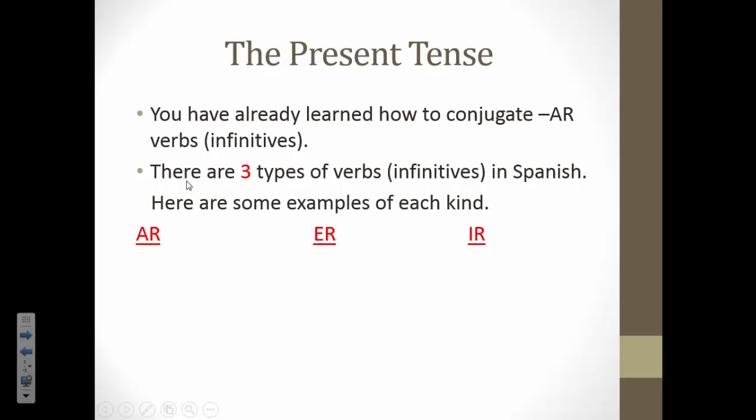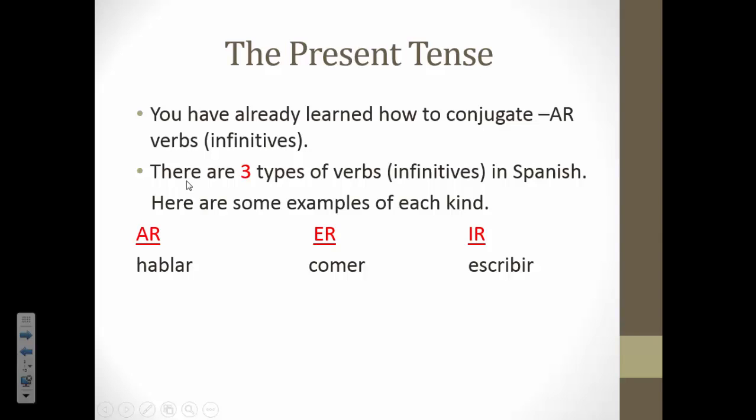So, make sure that you fill out part A of your note guide, where it asks you what Spanish infinitives end in. There are three, AR, ER, and IR. So here are some examples, and make sure you're filling in part B of your note guide where it asks you to list the different types below. You can list the same ones I have here.